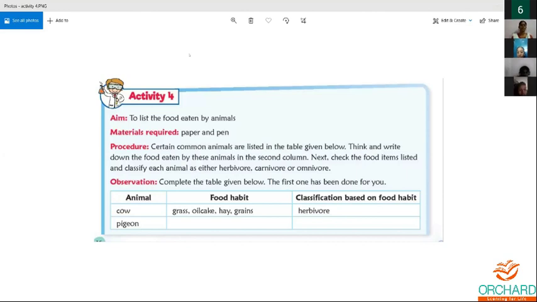I want you to write your answers for pigeon. What are the food habits for pigeon, and what is the classification? Whether it's a herbivore, a carnivore, or an omnivore, you are supposed to write. Now do it. Now send me the text.